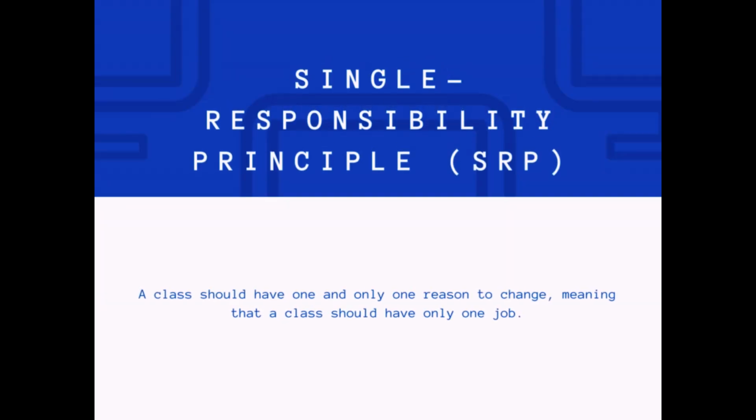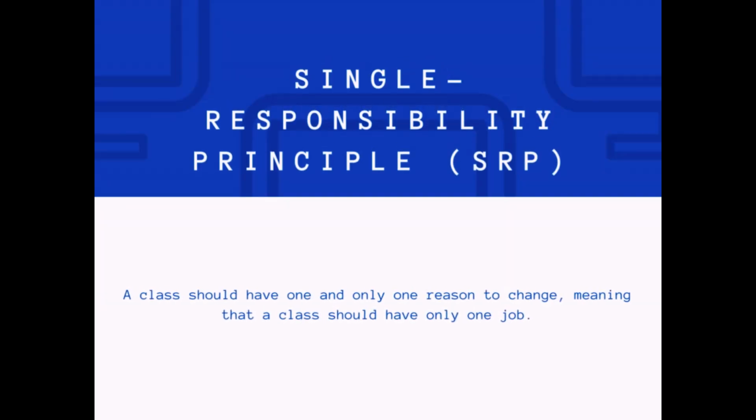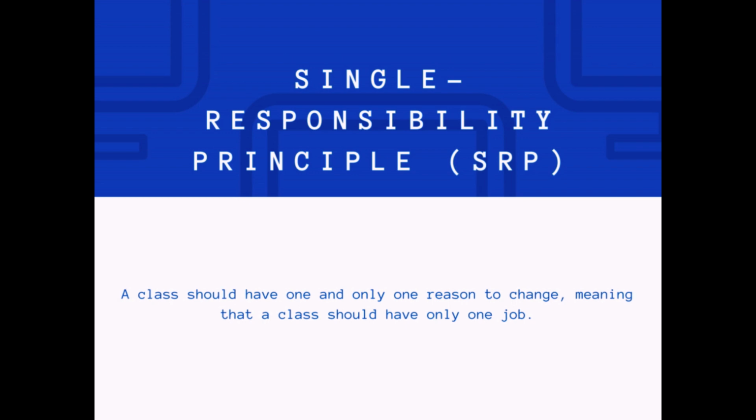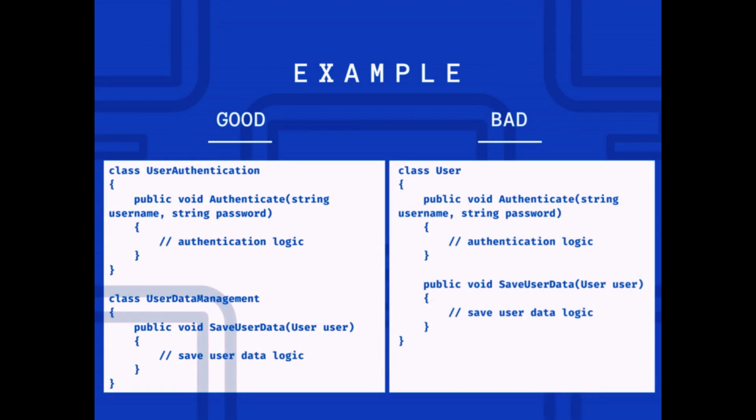The first principle is the Single Responsibility Principle, or SRP. It states that a class should have only one reason to change. In other words, a class should have a single responsibility or job. By adhering to this principle, we ensure that our classes are focused and have a clear purpose, making them easier to understand and maintain.